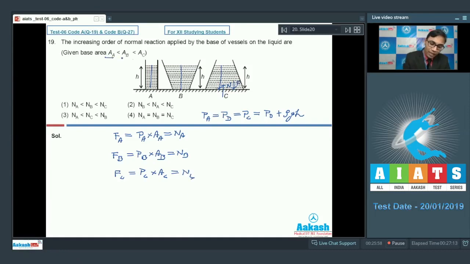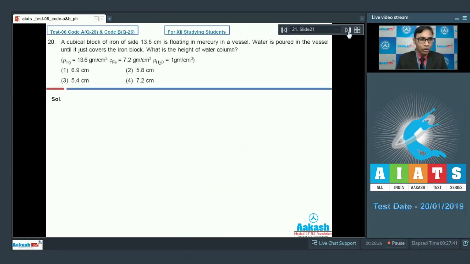Since area of A is less than area of B is less than area of C, we can say that since area of A is less, the normal reaction on A will be less than B, less than C. So we can say that our option number 1 will be the correct choice. Let's move to question number 20. In question number 20, it says that a cubical block of iron of side 13.6 centimeter is floating in mercury in a vessel. Water is poured in the vessel until it just covers the iron block. What is the height of water column?